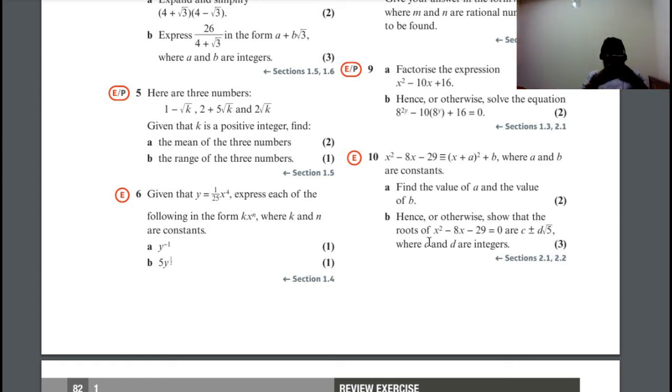Root 132, so you get 2 root 33. 132 by 2 is what, sir? 132 by 2 is 66. Root 66 is what? Root 66 is root 66, no factors: 11 into 2 into 3.